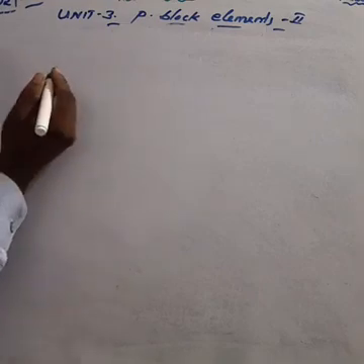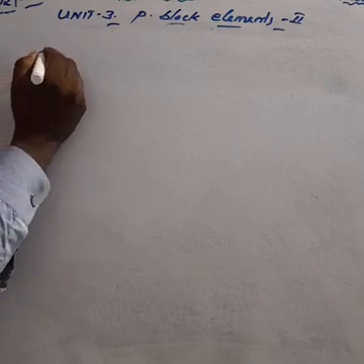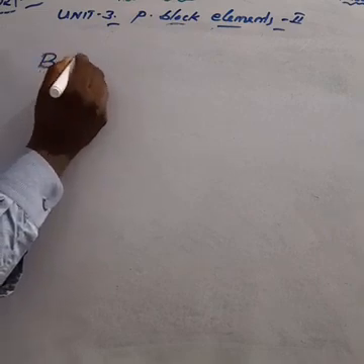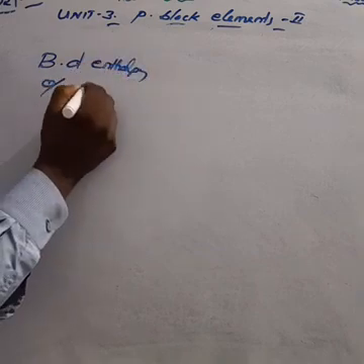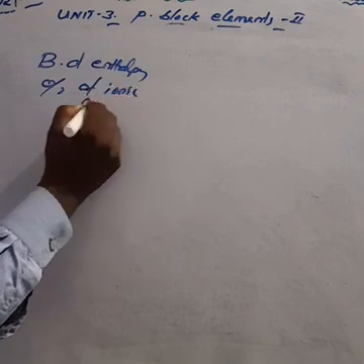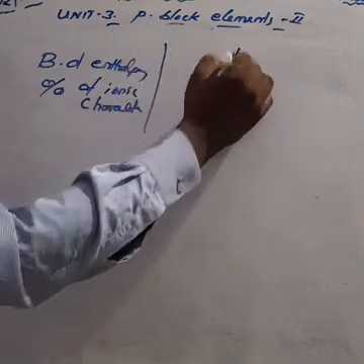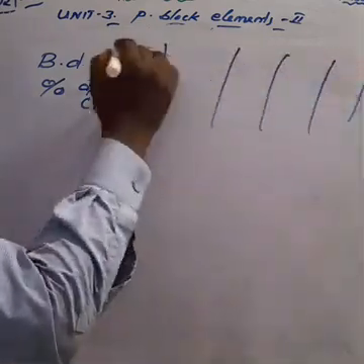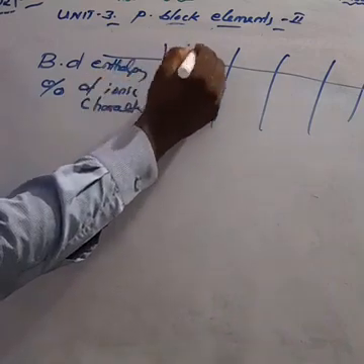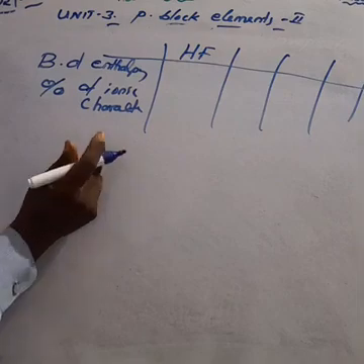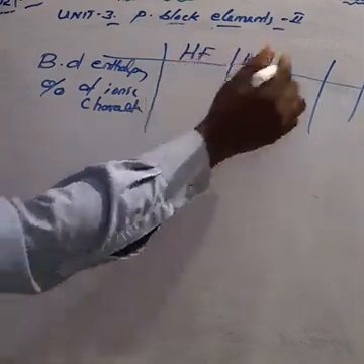Here two factors we are taking. One is the bond dissociation enthalpy and the other is the percentage of ionic character. What about the bond dissociation enthalpy of hydrogen halide, and what about the percentage ionic character, from hydrogen fluoride to hydrogen iodide?